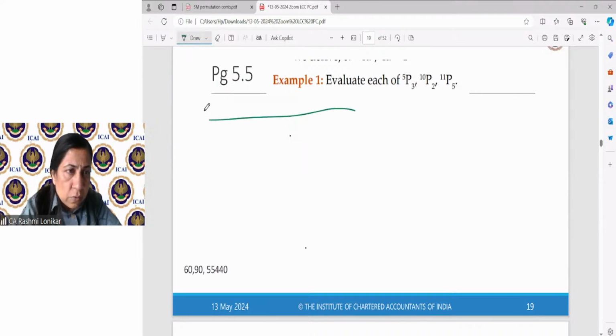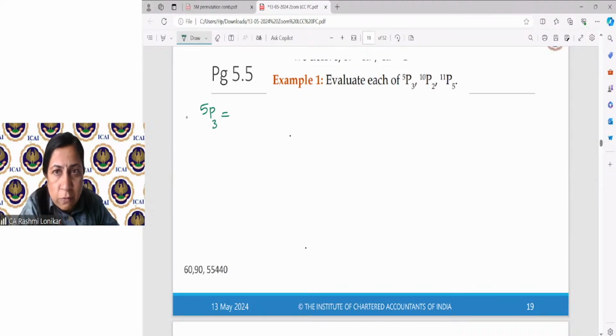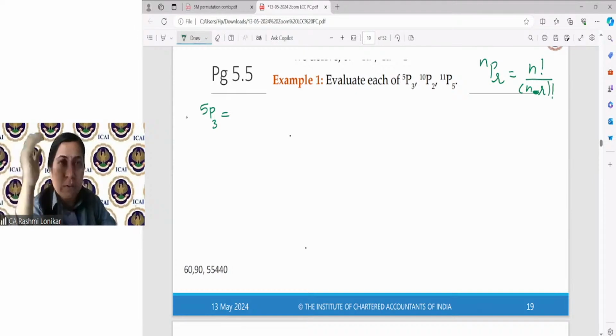See, initially you will have to do the whole thing, but then you will... 5P3. What is my formula? nPr is equal to n factorial upon n minus r factorial. Okay. I have to solve the denominator first. Whenever I'm writing the formula, only if I say denominator first, then I will know.